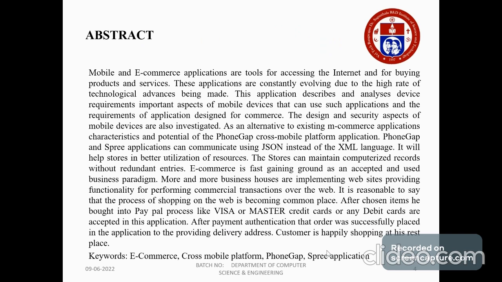As an alternative to existing m-commerce applications, characteristics and potential of the PhoneGap cross-mobile platform application are described. PhoneGap and Spree applications can communicate using JSON instead of the XML language. Generally, we use XML language for code purposes, but nowadays we are using JSON for our project. It will help stores in better utilization of resources. The store can maintain computerized records without redundant entries.